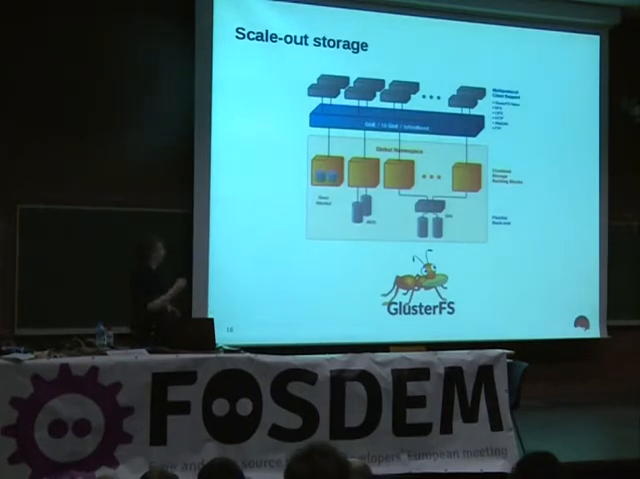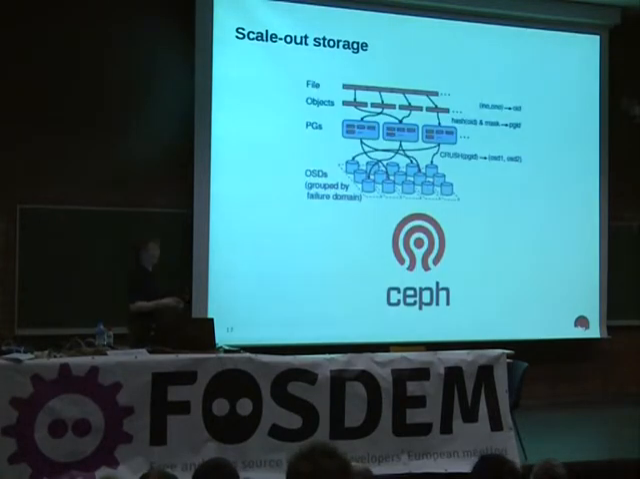So scale-out storage: Gluster, these are Gluster bricks. Ceph does something different. It's got something called a CRUSH map. It stores a map of where all the data is and spreads it out, and you access it through something called RBD, the RADOS block device.